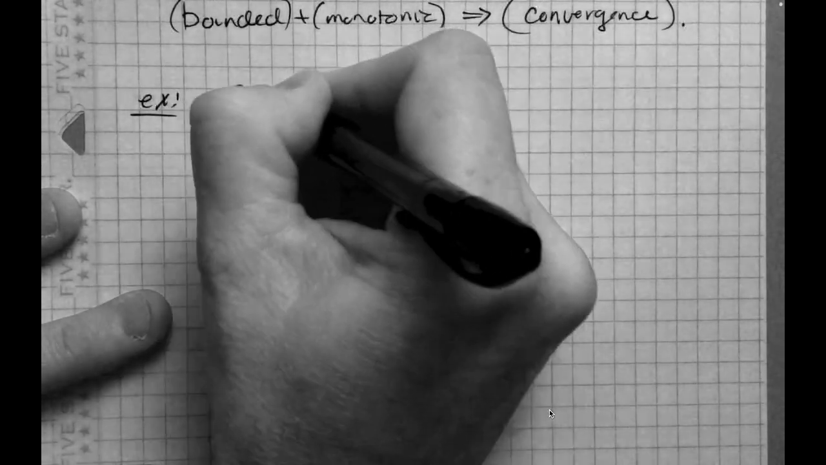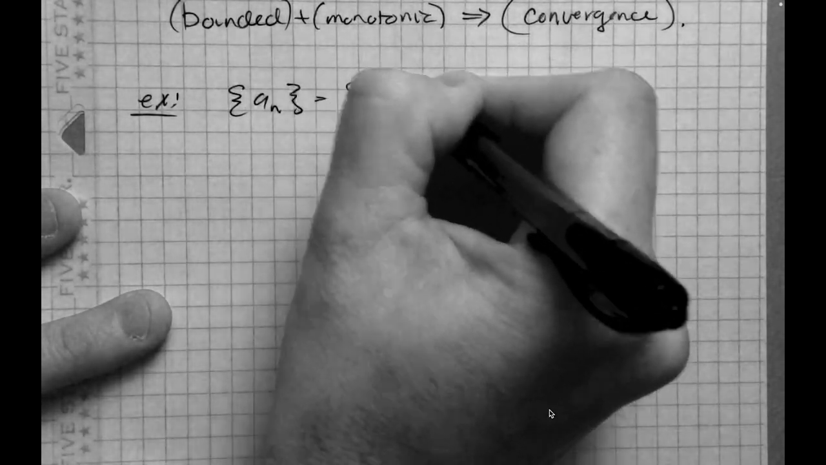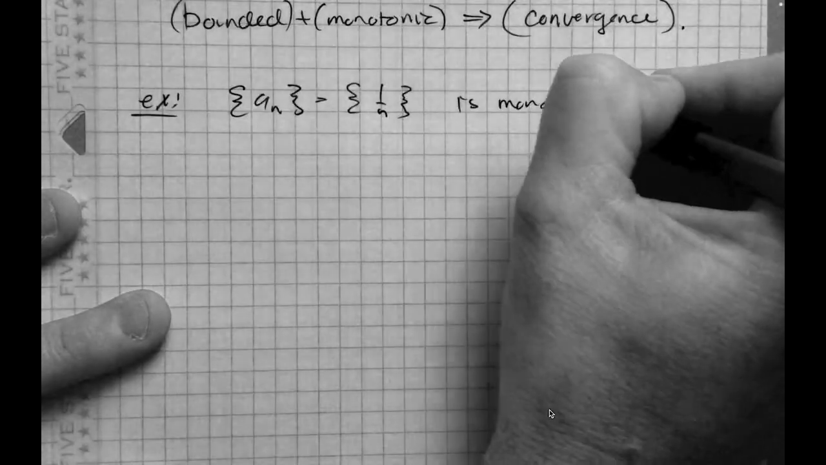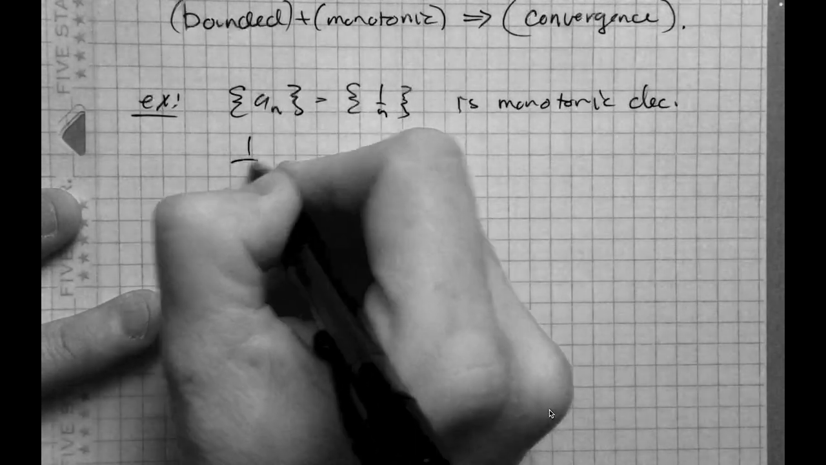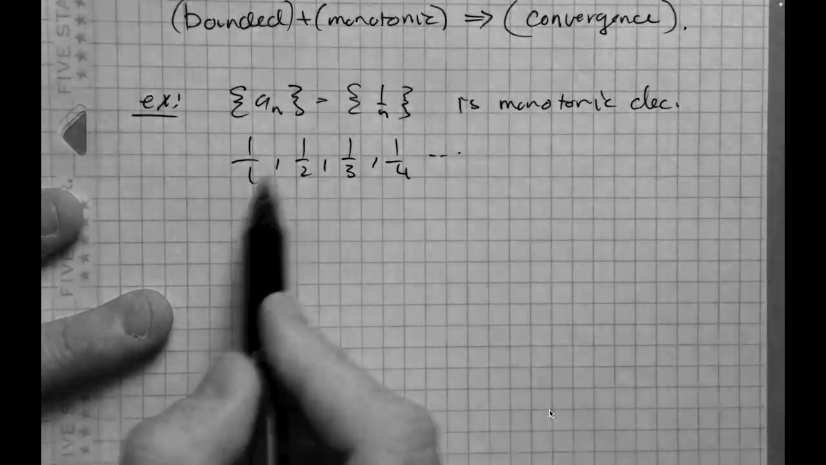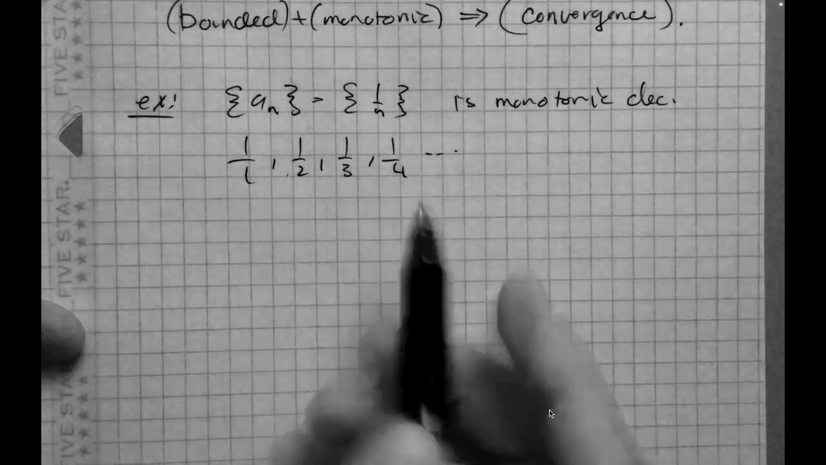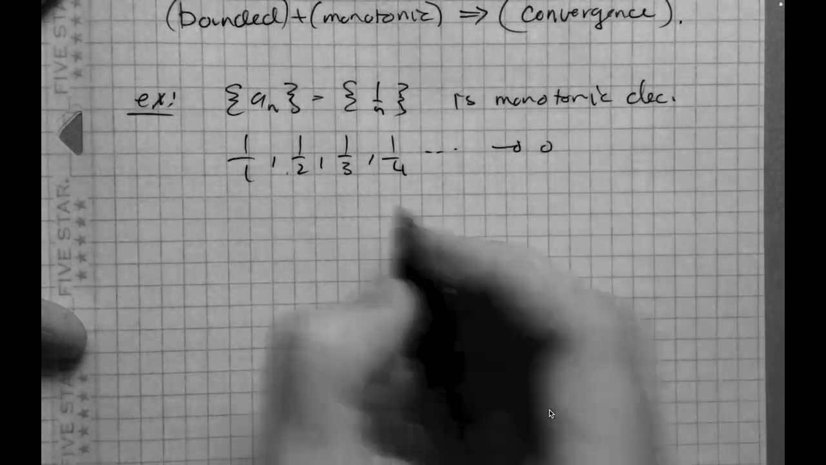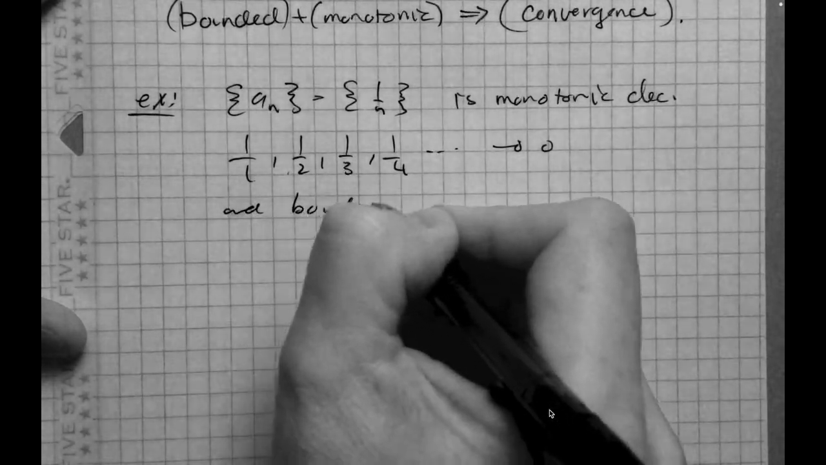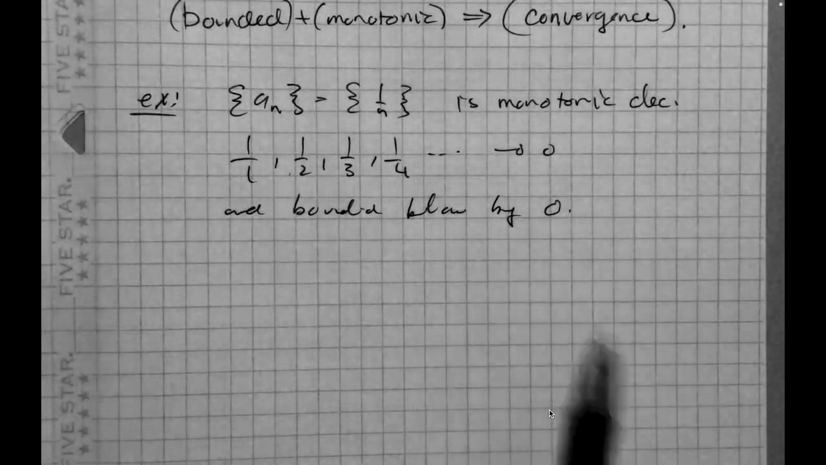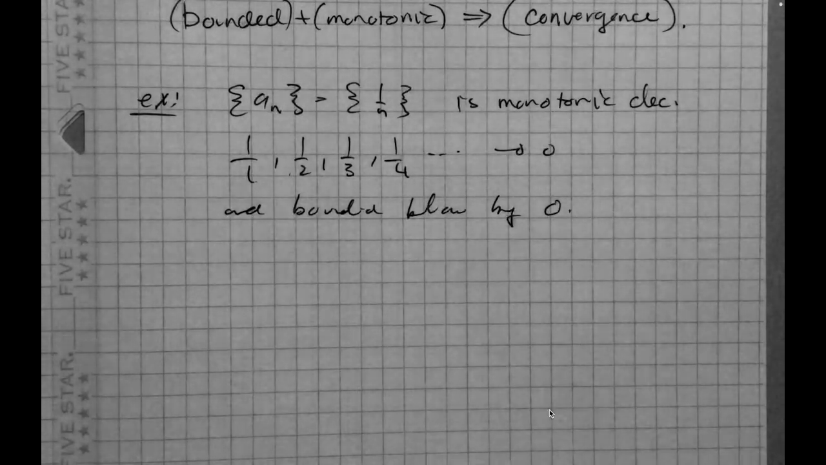Here we go. A of n equals 1 over n. Is it monotonic decreasing? This is 1 over 1, 1/2, 1/3, 1/4. These fractions are getting smaller and smaller, aren't they? It goes to 0. It's monotonic decreasing, and it's clearly bounded below by 0. So 0 would be a greatest lower bound, the largest lower bound on this sequence.